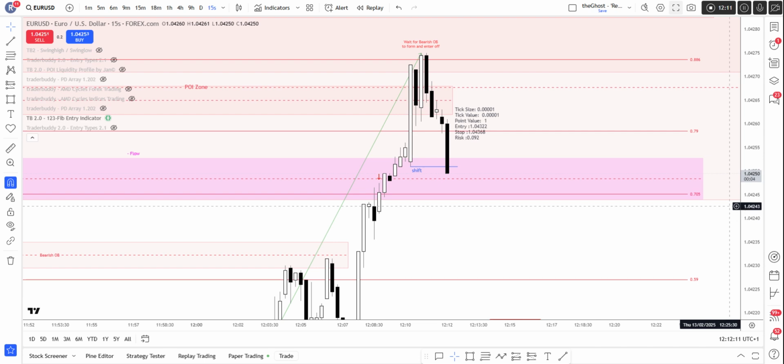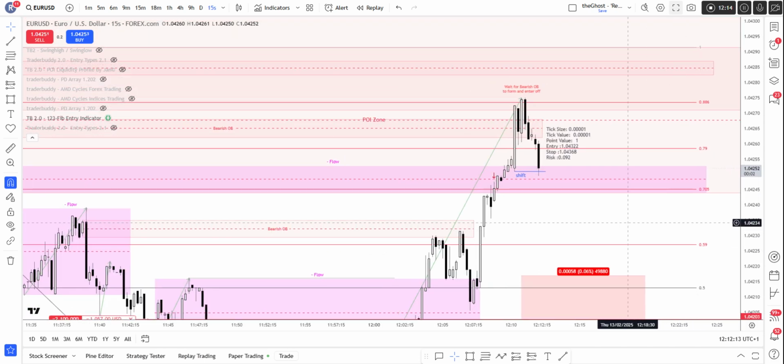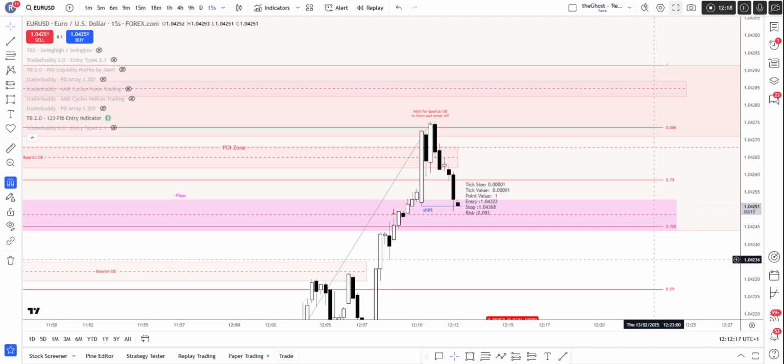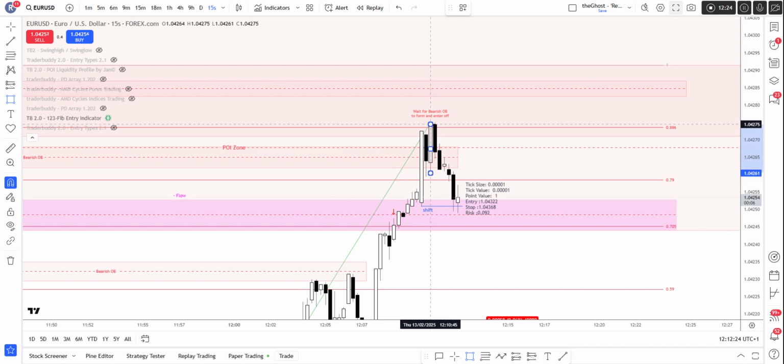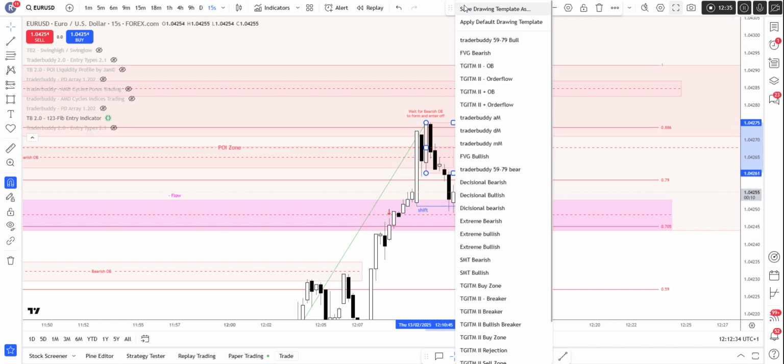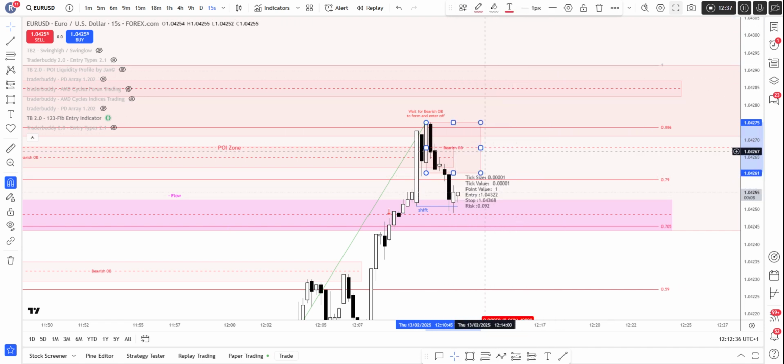Yes, okay. And if we shift down, we can now look for the creation of an order block, which is this one. So if this is a bearish order block, which it is, is there a fair value gap? No, not yet. Yes, now there is. So this is a bearish OB.